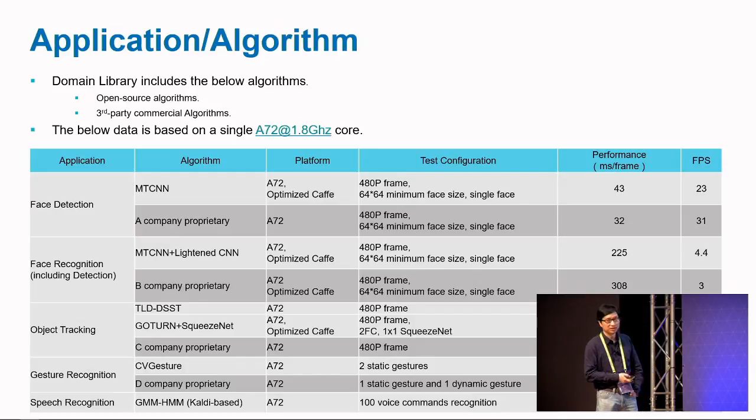For example, for face detection, we use the MTCNN algorithm. In the future, when the domain library is upstreamed, you will see the algorithms packaged into the domain library. You don't need to call the algorithm directly. You just need to call the domain library API interface.